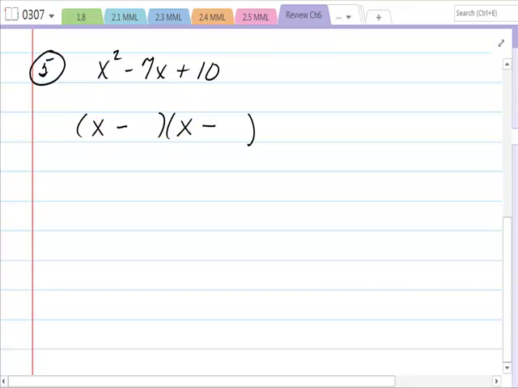I need factors of 10 that add up to be 7. 5 and 2. It doesn't matter whether you put the 2 first, the 5 first. It doesn't matter because their signs are the same. My choices were 1 and 10 and 2 and 5. And 2 and 5 worked. Is that okay?